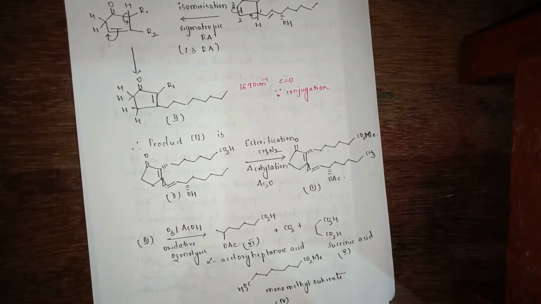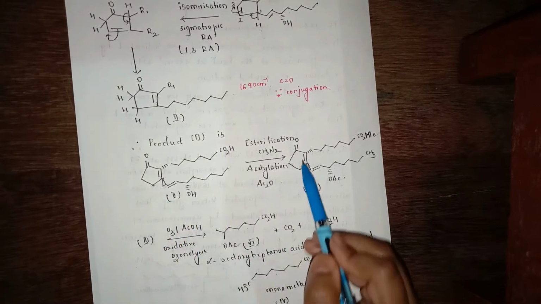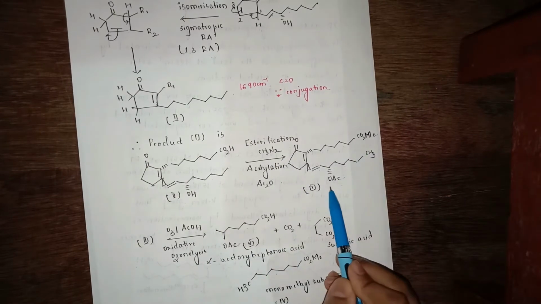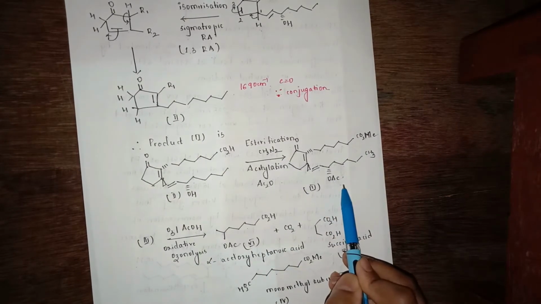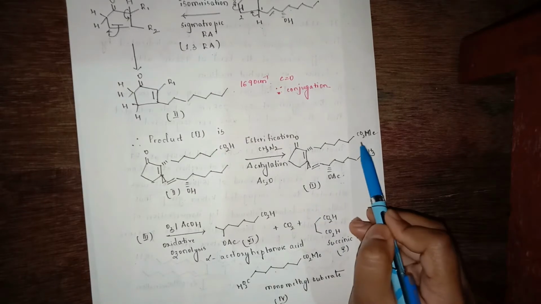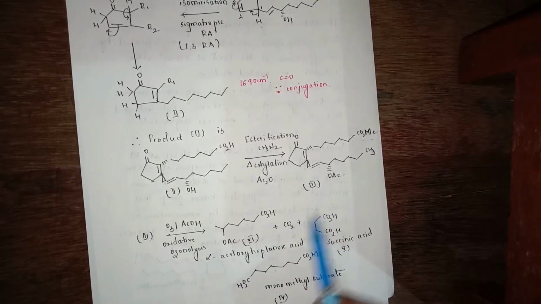So this particular reaction tells that compound number 2, which I got after the isomerization reaction, upon esterification gave me an ester, and upon acetylation gave me an acetyl group introduction. Now this is compound number 3. Compound number 3 has the ester group present and the acetyl group present.